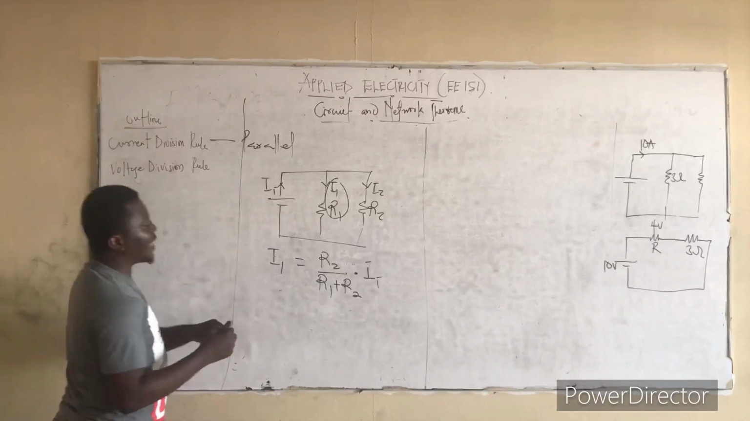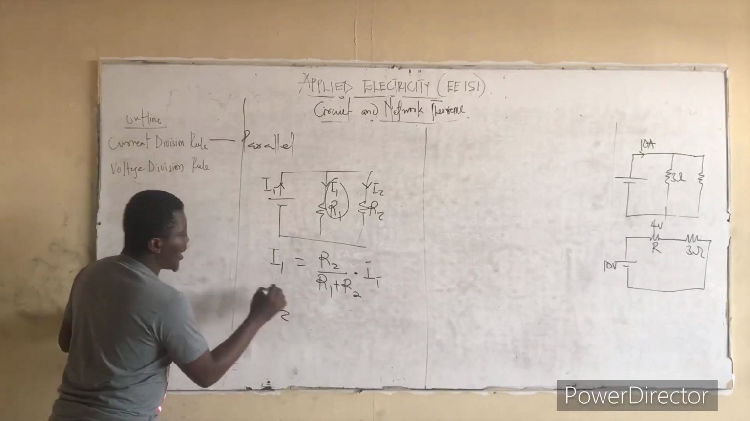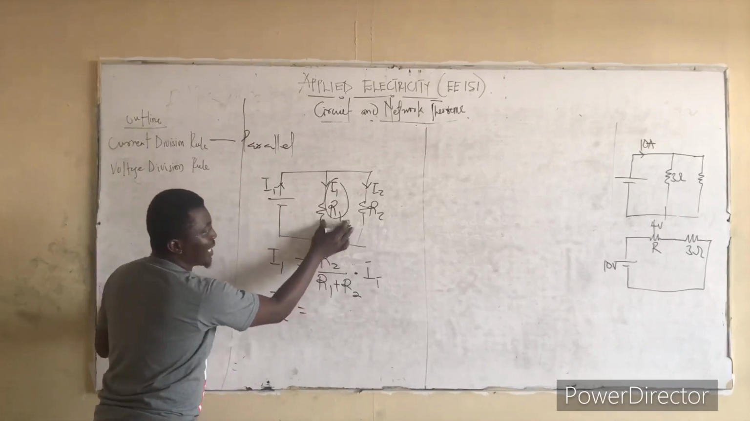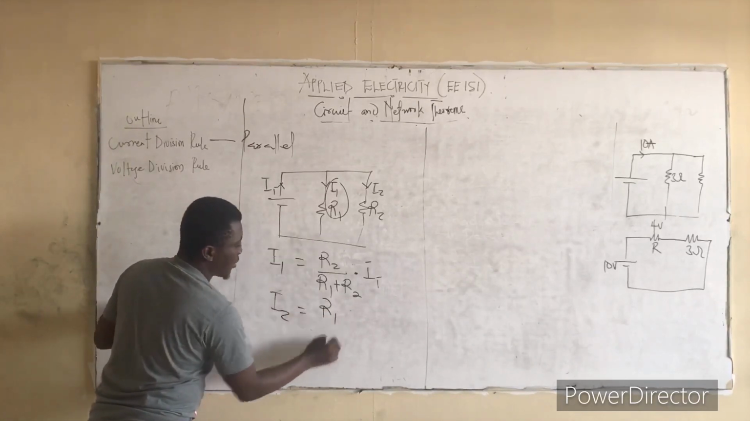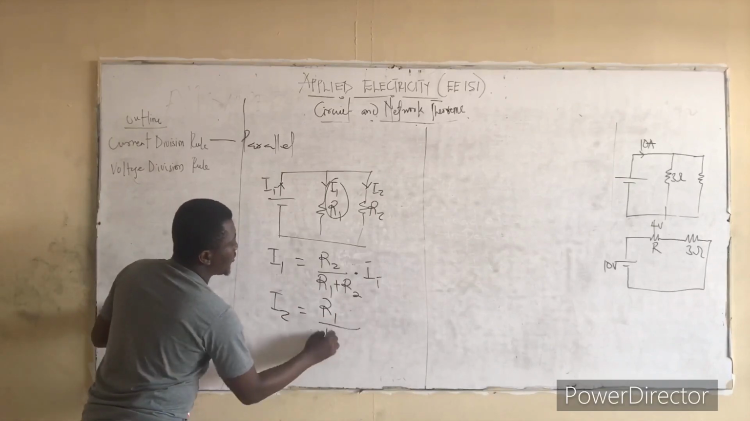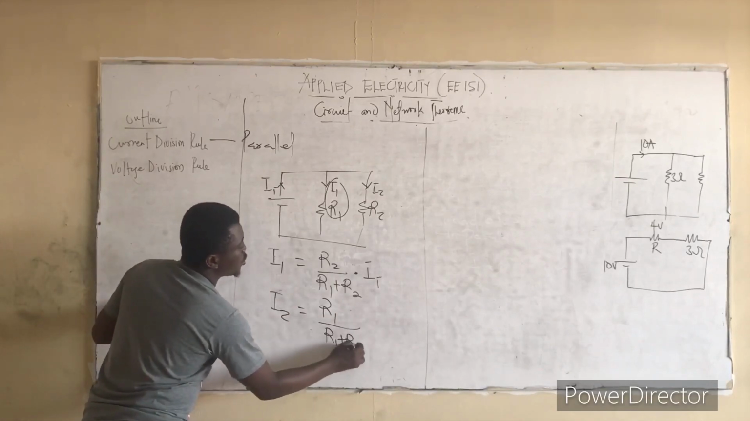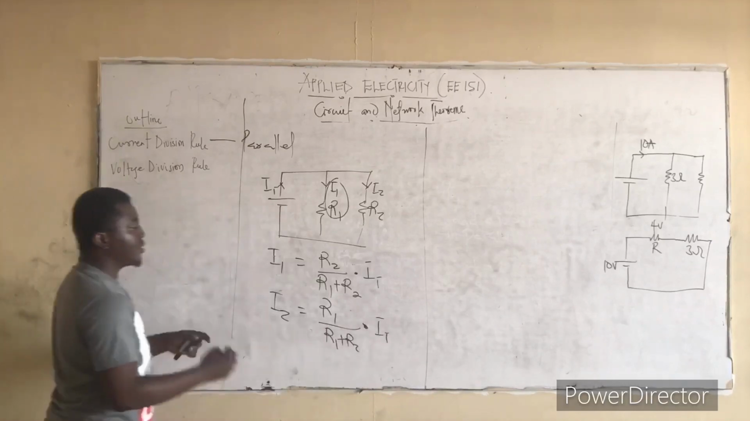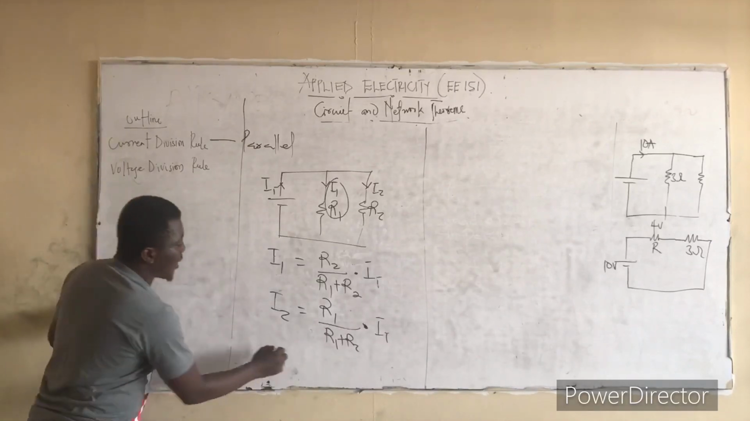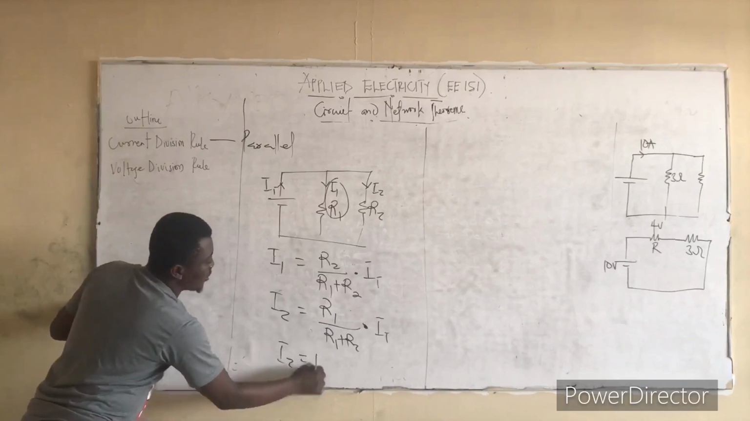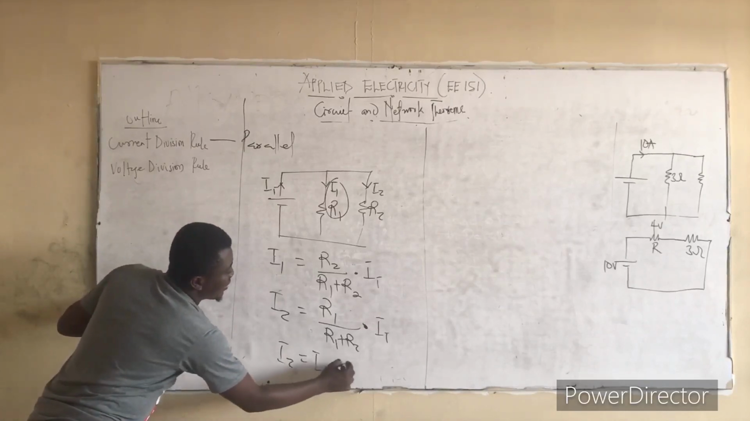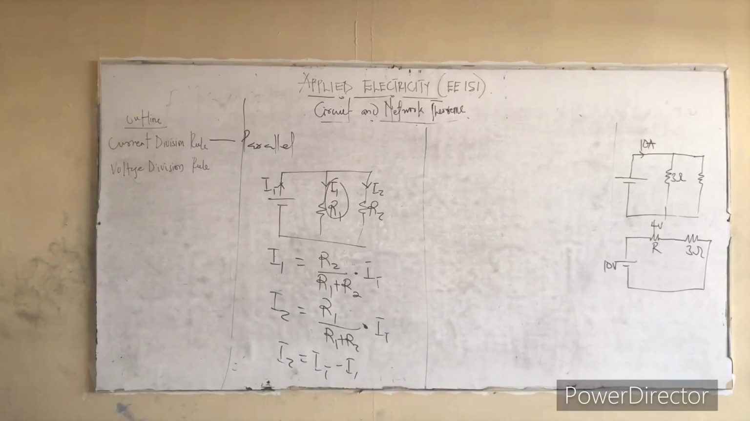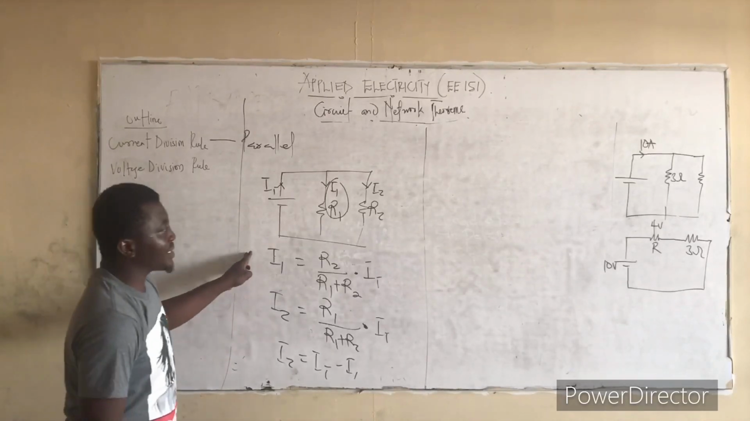If you want to do I2 too, it is the same application. You pick the opposite resistor, which is now R1, all over R1 plus R2, times IT. Or after getting I1, you can easily get I2 by IT minus I1. Then you are done. So that is how current division is done.